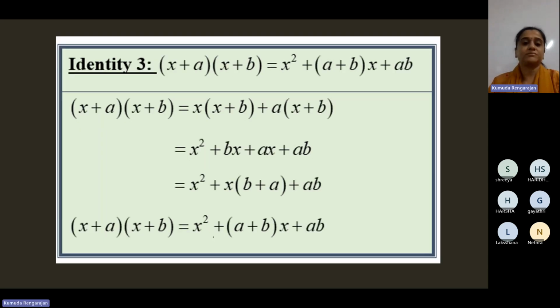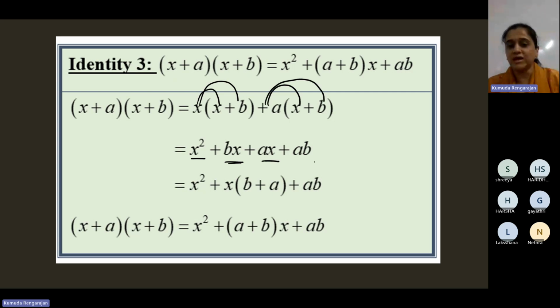Next one. Again, this is familiar to you. You've seen all these three in standard 8. x plus a into x plus b is equal to x squared plus a plus b of x plus ab. So this is the identity. How do we derive this? The first term x multiplied with the second bracket x plus b, plus a, the second term, multiplied with the second bracket x plus b. First term into second bracket, second term into second bracket. Now x into x is x squared, x into plus b is bx, plus a into x is ax, plus a into plus b is ab.